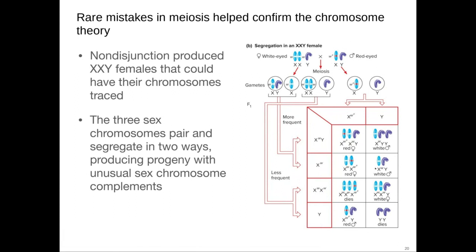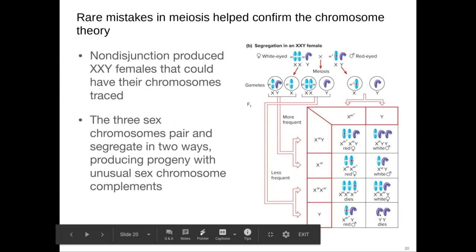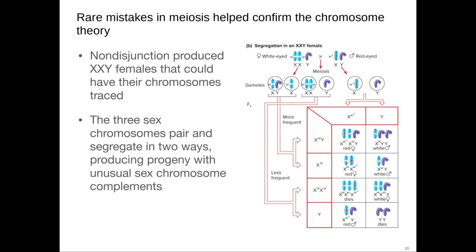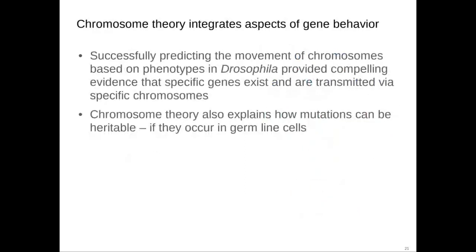But again, you can see we have these distinct phenotypes, and then 2 out of 8 essentially kick the bucket and die. So what this tells us is that they segregate distinctly in 2 ways, producing progeny with unusual sex chromosome complements, thus providing more evidence that sex linkage and the chromosome theory is a thing. Now, again, this is back in the early 1900s, right? This is just showing you why sex linkage works, how the chromosome theory works, and all that fun stuff. So that's kind of where we are in terms of sex chromosomes.